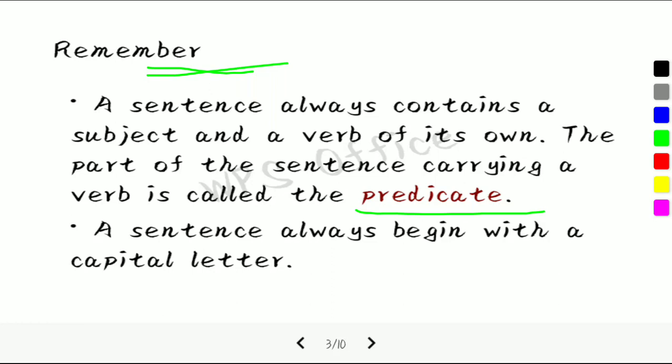We must remember one thing: a sentence always begins with a capital letter. Which means when we start a sentence, it is always at the start of the paragraph or after the full stop of a previous sentence. When we start a new sentence, the first letter must be a capital letter, right?